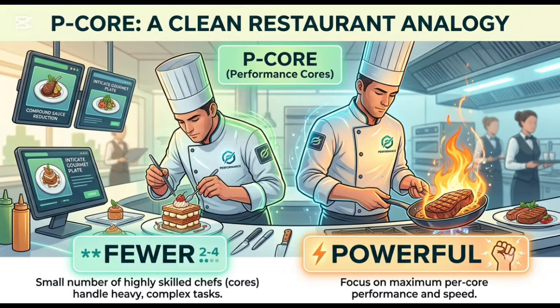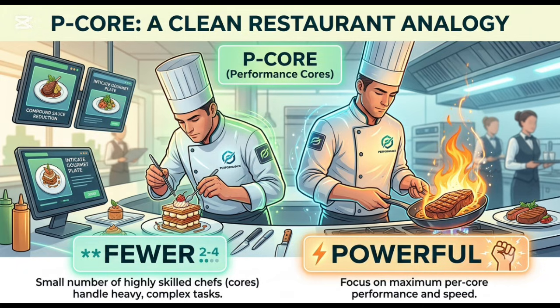Let's compare them directly. P processors prioritize performance per core. E processors prioritize high throughput and efficiency across many cores. Think about it like a restaurant. A P-core system is like having a smaller team of highly skilled chefs. Each chef can handle complicated orders very quickly. An E-core system is more like having a much larger team where each worker handles simpler orders efficiently.